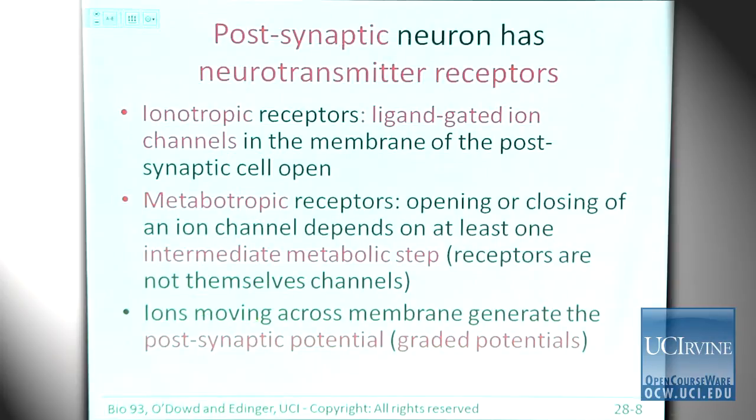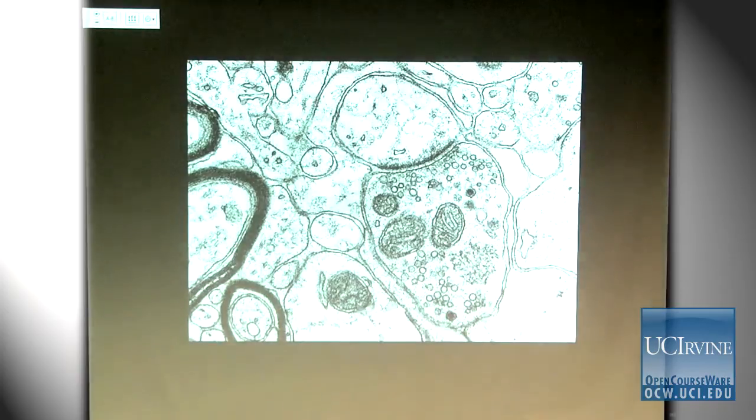Ions moving across the plasma membrane of the postsynaptic cell are going to create changes in membrane potential. These are called postsynaptic potentials, and these are graded potentials. So not like an action potential. You're going to get a change in the membrane potential that will degrade over distance from the source. And these are relatively small changes compared to what you see with an action potential.